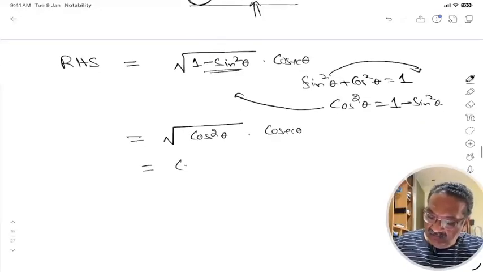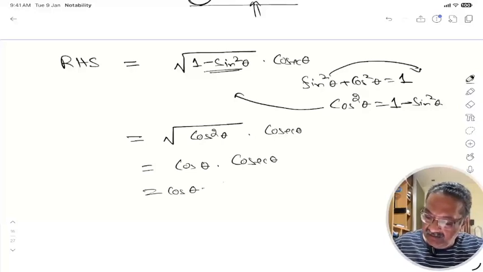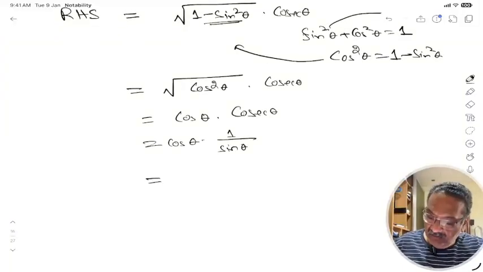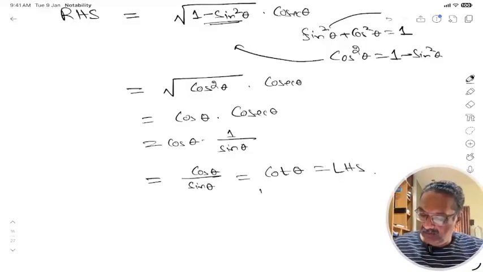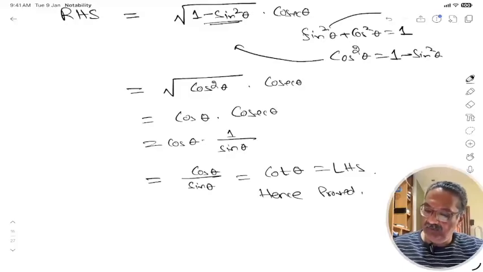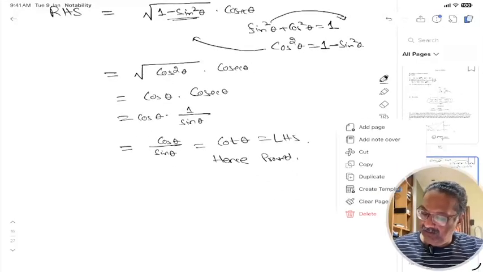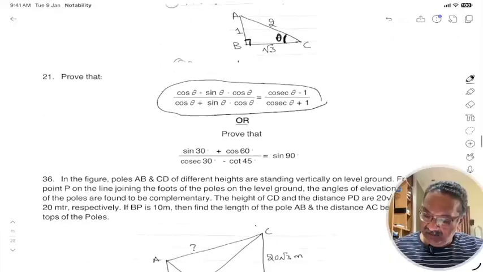So this is nothing but cos theta into cosecant theta. What is cosecant theta? Cosecant theta is 1 by sin theta. Alright, so we have cos theta by sin theta, which is equal to cot theta, which is equal to LHS. Hence proved. Okay, now we will take up the application question.